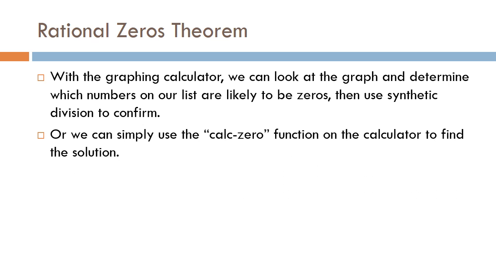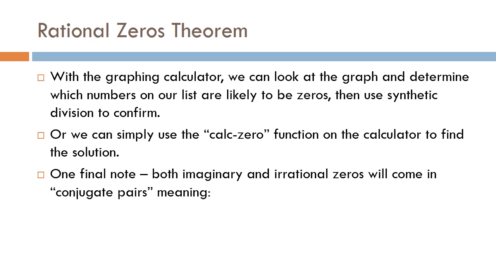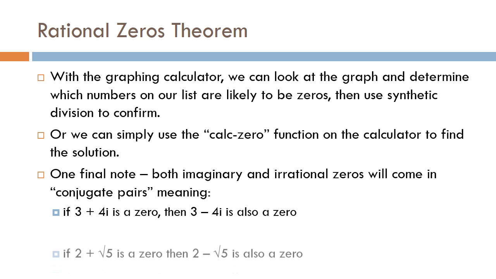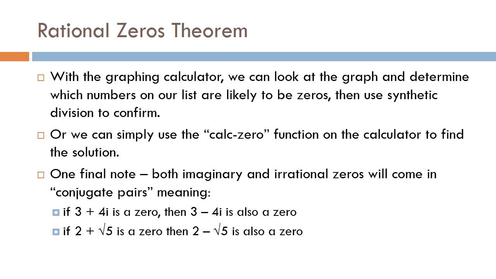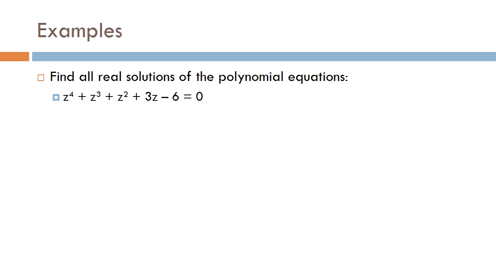Or we can use the calc 0 to find the solution. One final note is that both imaginary and irrational zeros will come in conjugate pairs, which means if 3 plus 4i is a 0, then 3 minus 4i must also be a 0, and this will be true with square roots. So if 2 plus the square root of 5 is a 0, then you know 2 minus the square root of 5 must be.